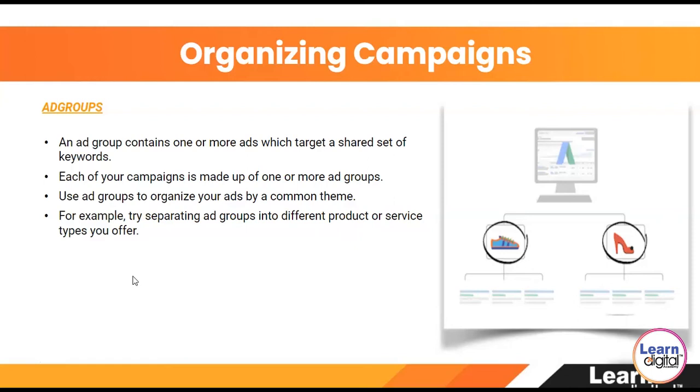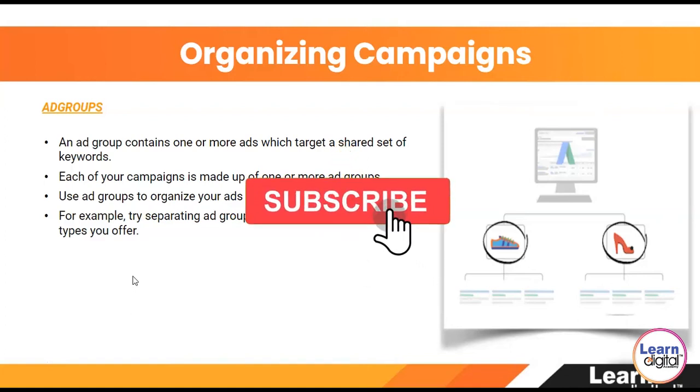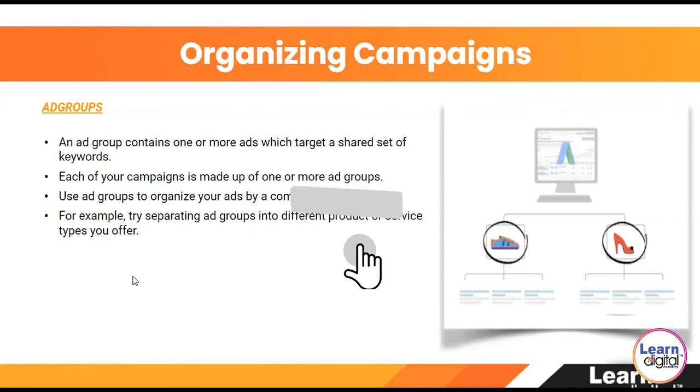Now let us understand what ad groups are. An ad group contains one or more ads which target a shared set of keywords. Each of your campaigns is made up of one or more ad groups. Use ad groups to organize your ads by common theme. For example, try separating ad groups into different product or service types you offer.